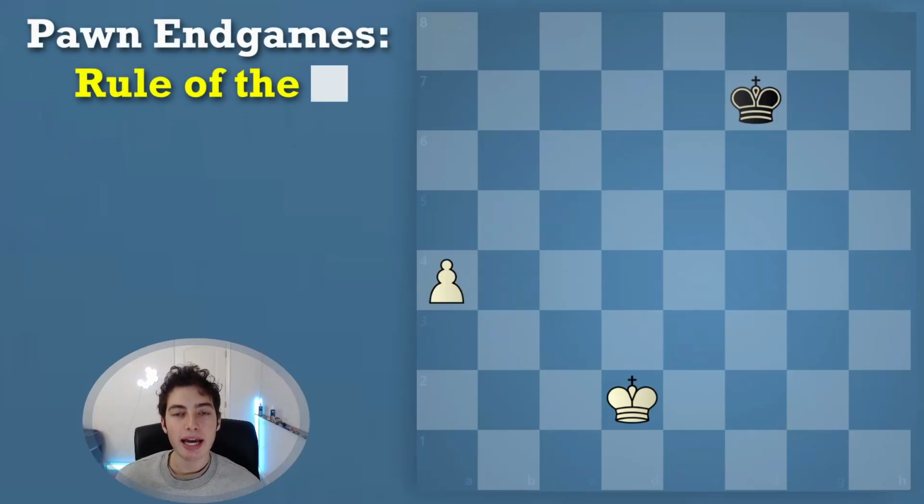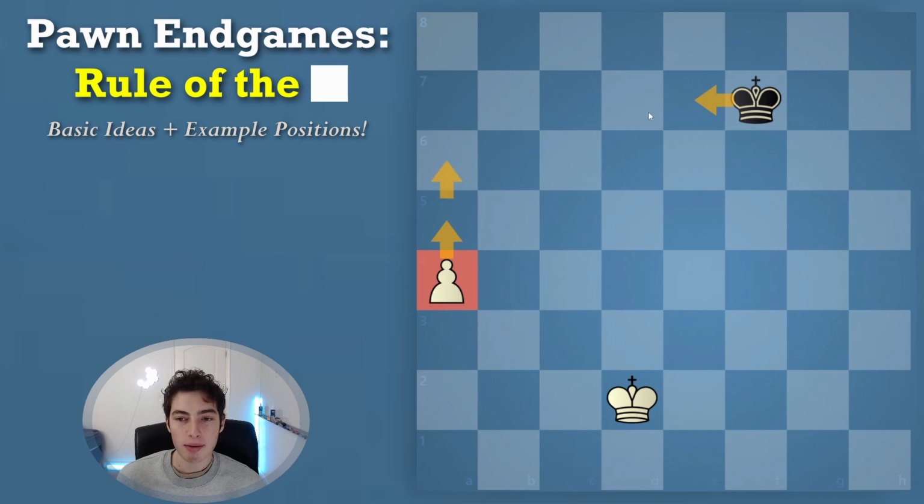Ladies and gentlemen, today we're going to talk about the rule of the square, which is a really useful pawn endgame concept that can save you a lot of time. Because if you have to calculate even such a simple position like this by going one move at a time, that takes a lot of time and is very prone to making mistakes.